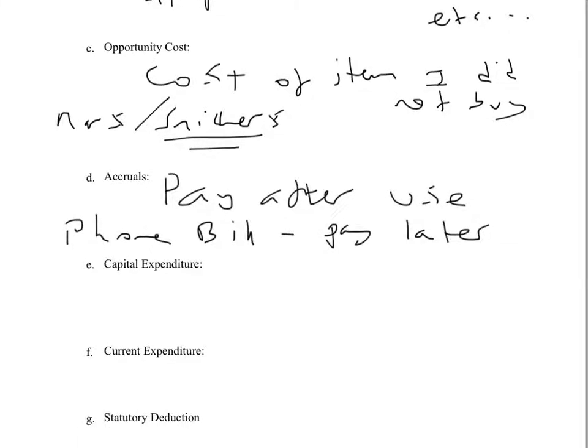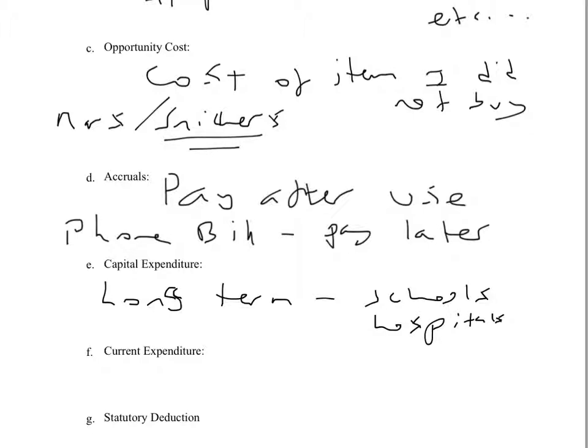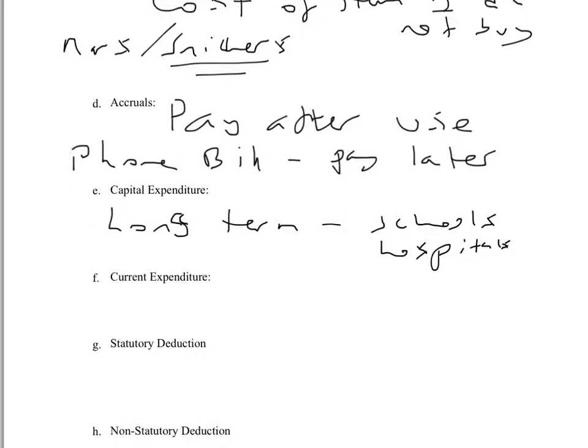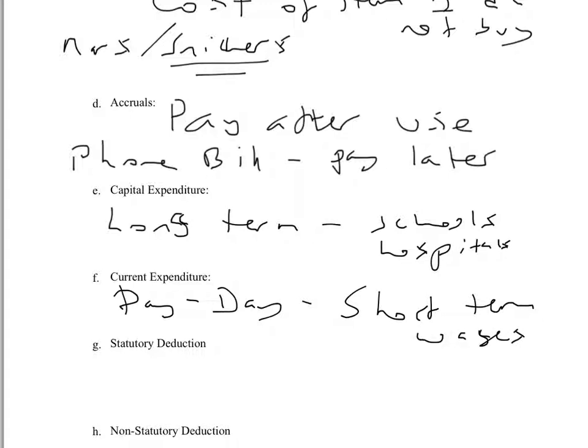Capital expenditure, key thing to know, it's long term. So when the government are delivering budgets, they have current and capital expenditure. Capital are like schools, hospitals, etc. Current expenditure is then the day-to-day stuff. So that could be short term. Example, for a government, for example, it could be wages. Or for us, it could be newspaper.